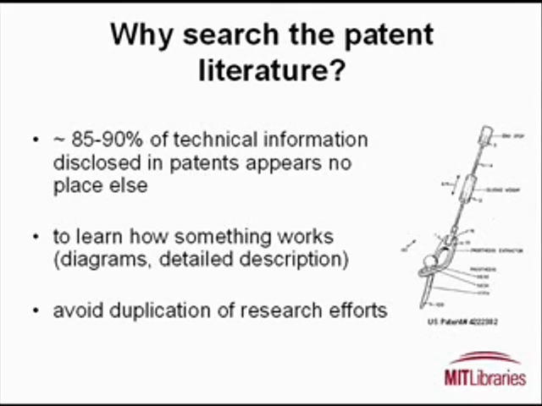You may want to look at a patent to find out how something works. Because how technologies work is disclosed in patents, you can often find very nice diagrams explaining how a device works, and if you read the descriptions, there's very detailed information on exactly how that technology works. You may also want to search the patent literature to make sure an area of research you're working on hasn't already been done, and this can help avoid duplication.